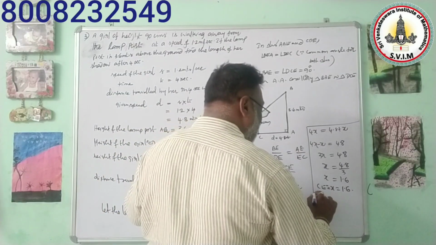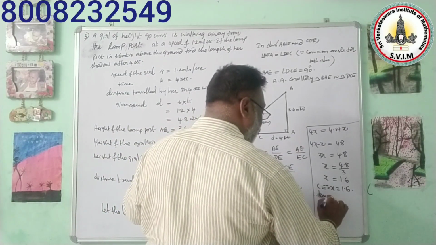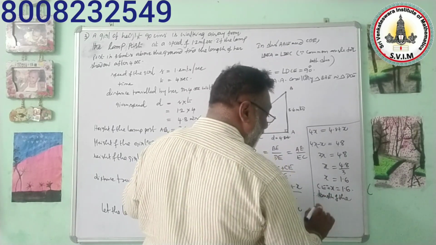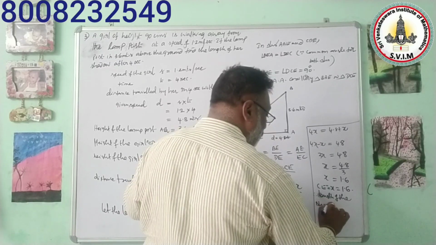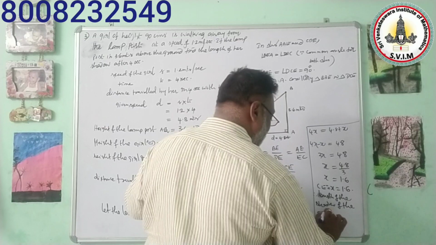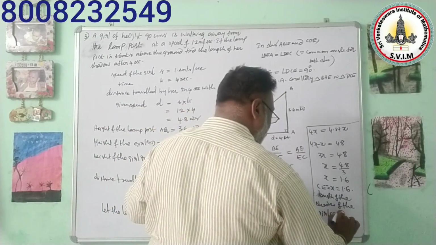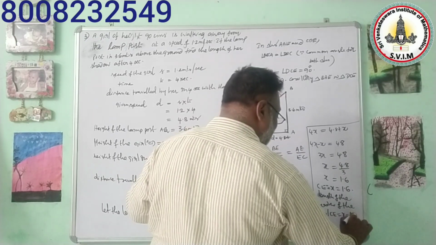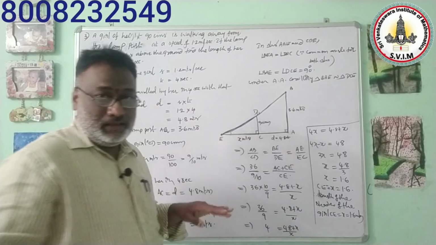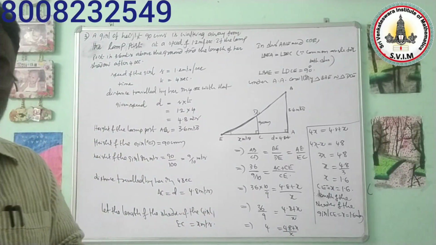Finally we need to write: therefore, the length of the shadow of the girl, that is CE, that is equal to X, that is equal to 1.6 meters. That's all. Okay, let me explain this problem again orally.